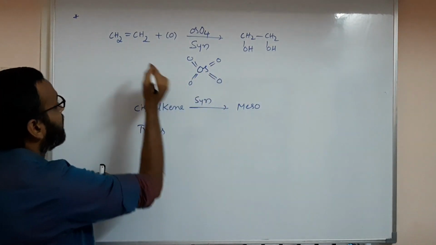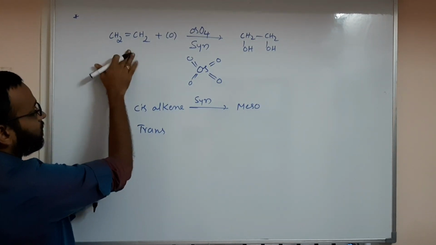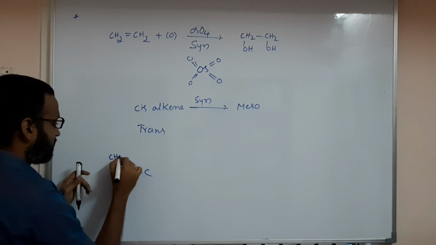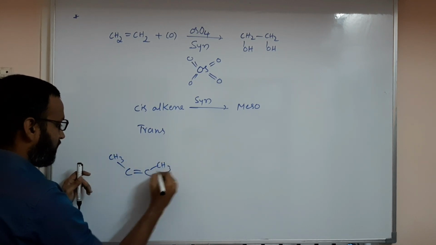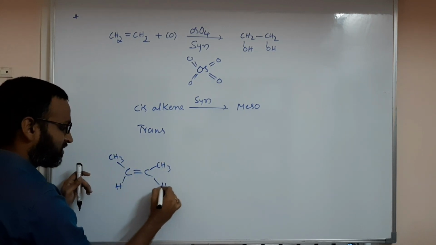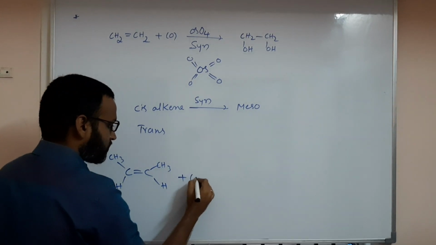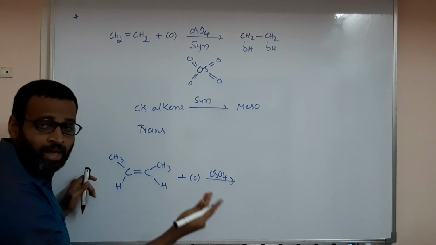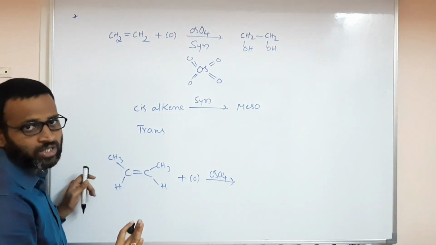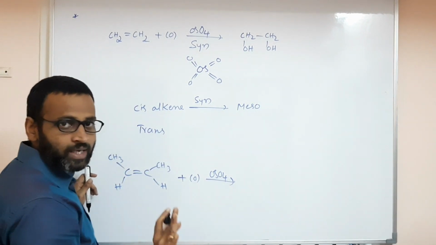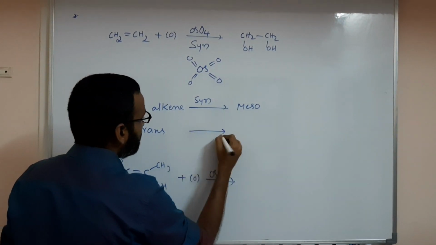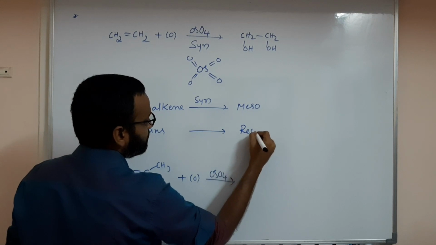Suppose cis is given like this: double bond C, with CH3 and CH3 on one side and H and H on the other. This is a cis alkene. They will give oxidation by OsO4. Not only OsO4, Baeyer's reagent also gives syn addition only, meaning both groups approach from the same side. Remember this: syn addition of a cis alkene gives meso, and trans will give a racemic mixture.